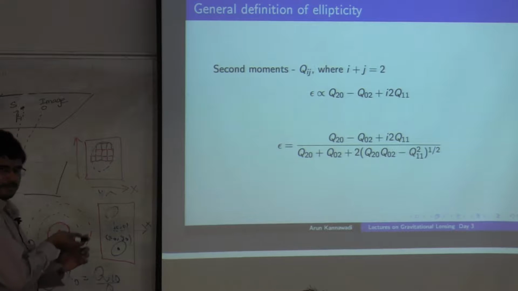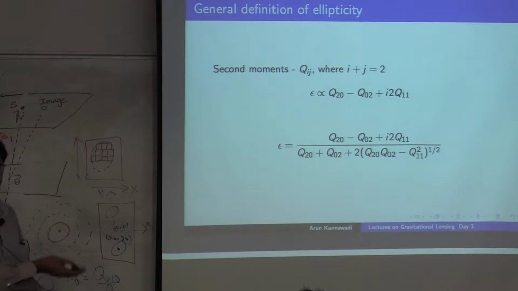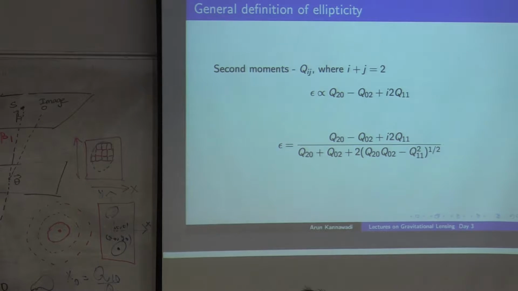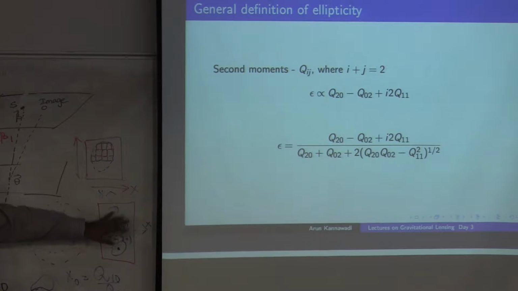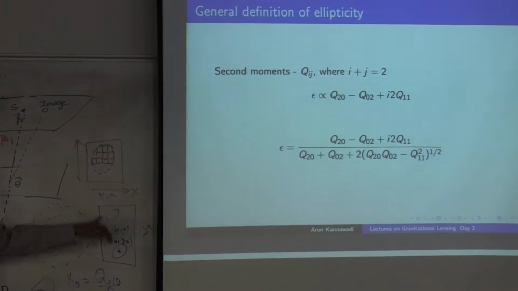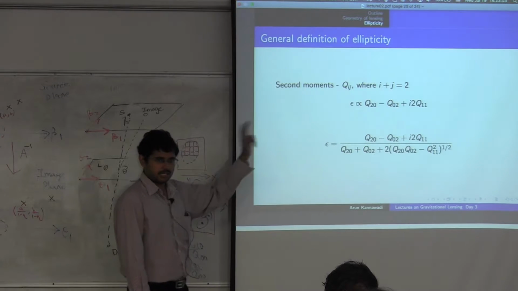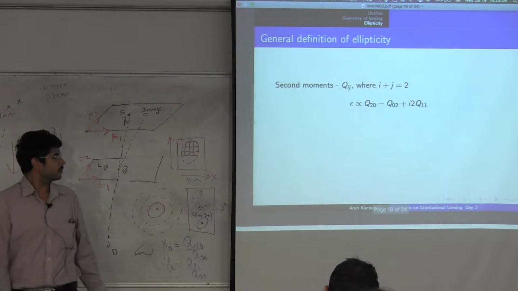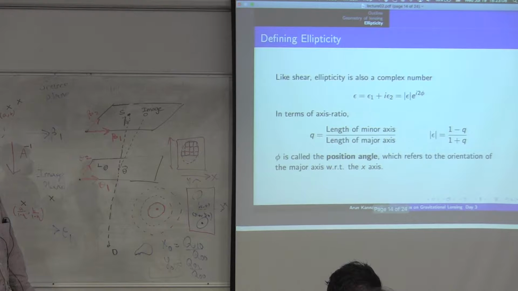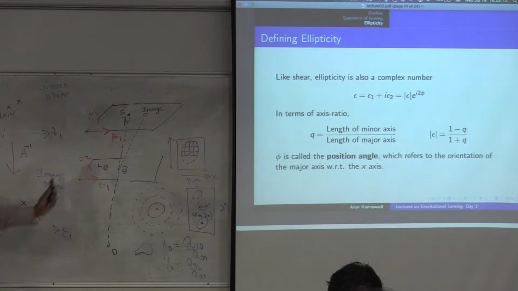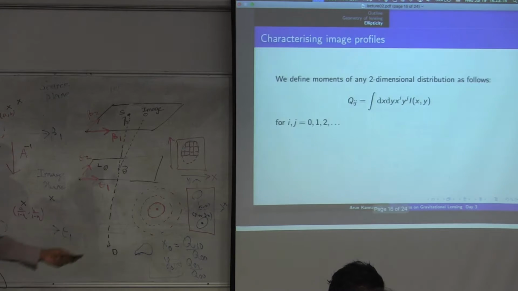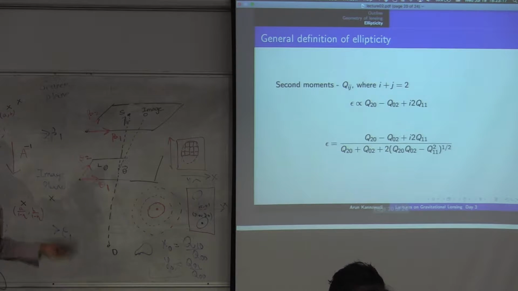I'm just considering one particular definition of ellipticity. And if the image of the galaxy really happens to be an ellipse, then this definition is equivalent to the other definition that we had before, which is this. So for a perfectly elliptical galaxy, you can define the ellipticity either this way or this way, and you would end up with the same answer.